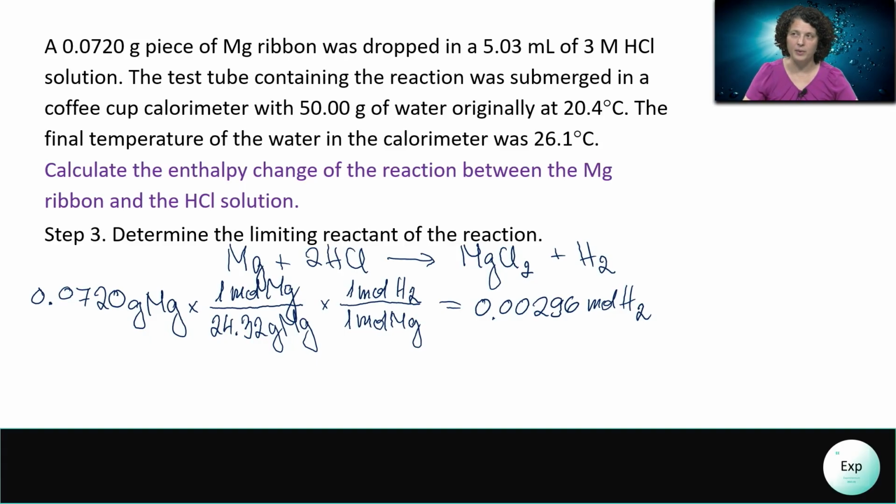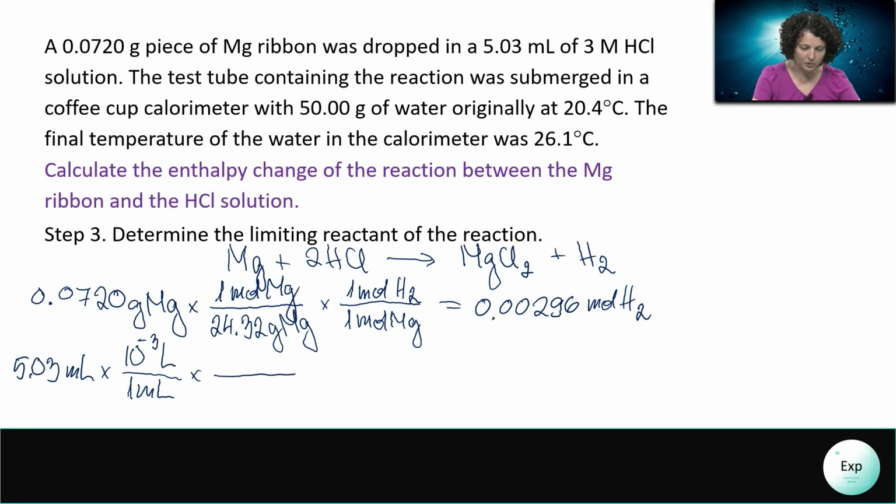Now let's see how many moles of hydrogen we could produce if we consumed all our hydrochloric acid volume. We start with the 5.03 milliliters of solution. We convert from milliliters to liters by placing 1 milliliter on the bottom and 10 to the negative third liters on top.